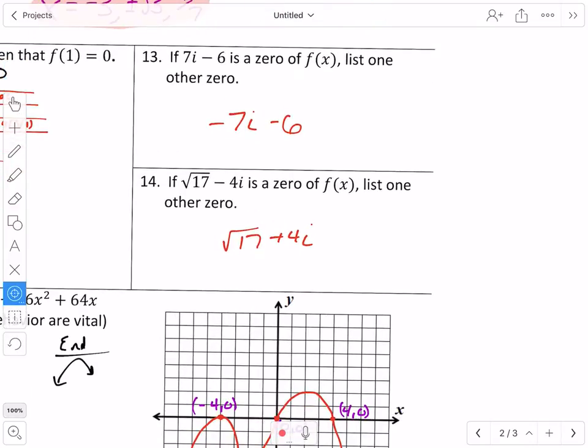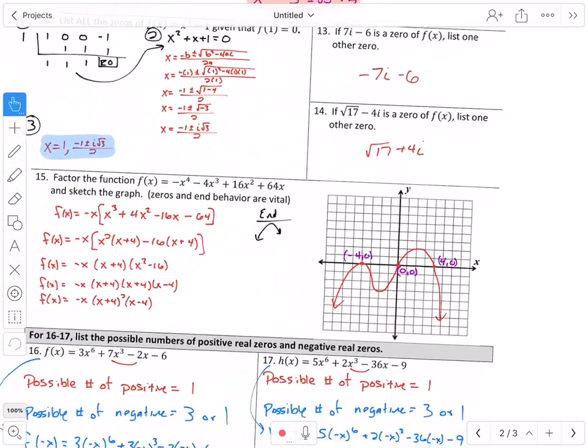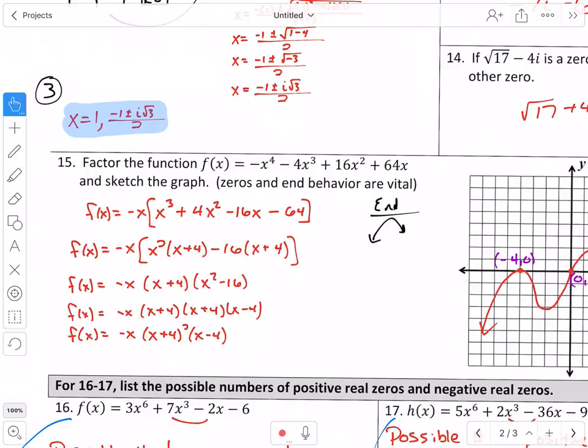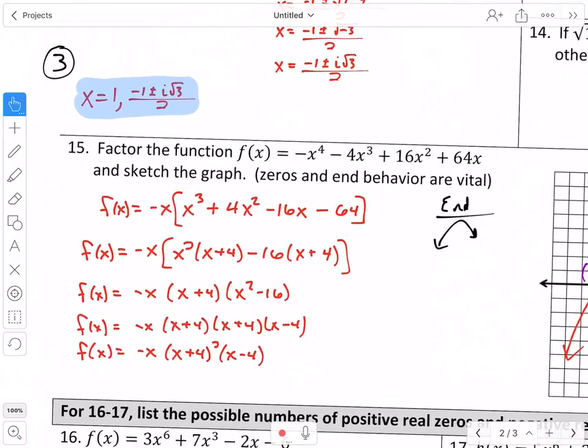14 is very similar. It's written in a different order. The square root of 17 minus 4i is a 0 of the function. List another. Well, it's going to be the square root of 17 plus 4i. Just asking for the conjugate. 15. Factor the function and sketch the graph. And it reminds you that knowing where the zeros are and what the end behavior is extremely important in this.